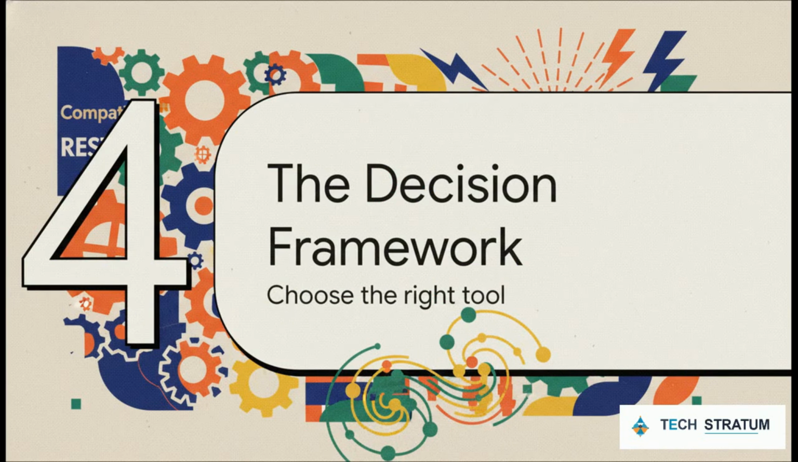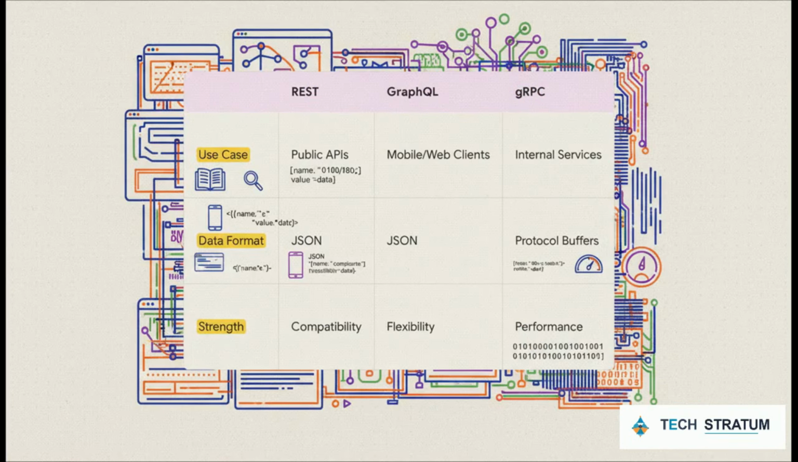So what we have here are 3 powerful but very different tools. We have REST for compatibility, GraphQL for flexibility, and gRPC for just raw speed. The key takeaway here isn't about which one is best overall, because that's the wrong question. It's about which one is the right tool for a specific job. So let's build a little framework to help make that decision. This table really lays it all out.